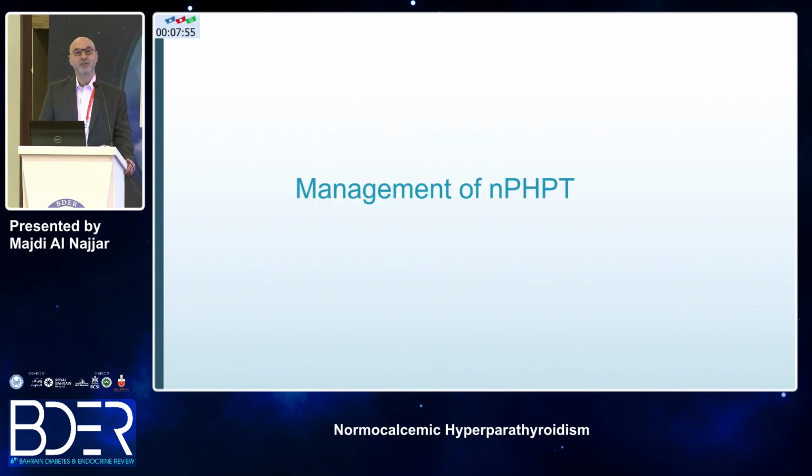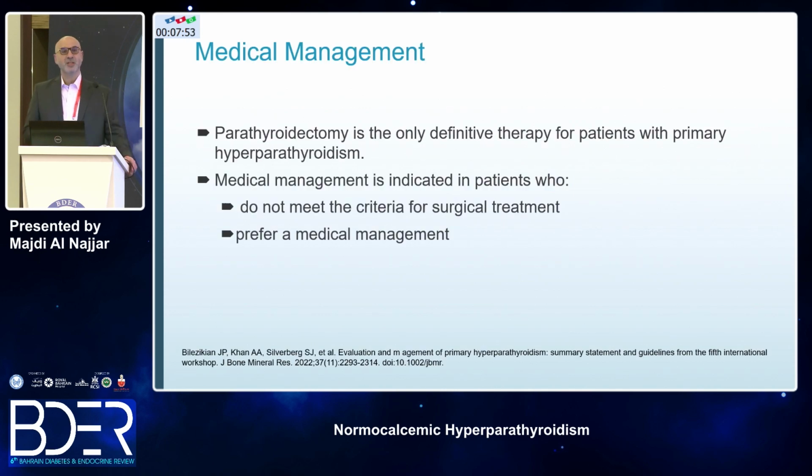So how do you manage these patients? As we know, for classic primary hyperparathyroidism, the management is either medical or surgical, and we have clear guidelines on when we send the patient for surgery. In these patients, there are no specific guidelines, but probably we follow some of the guidelines as an indication for surgery. So the treatment that really cures the patient is parathyroidectomy.